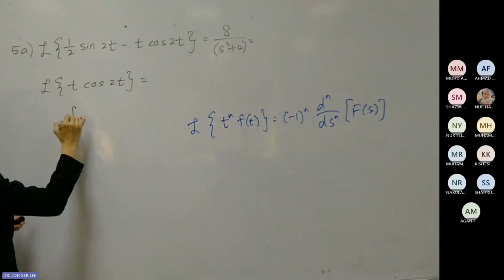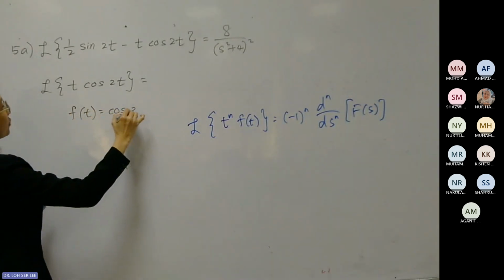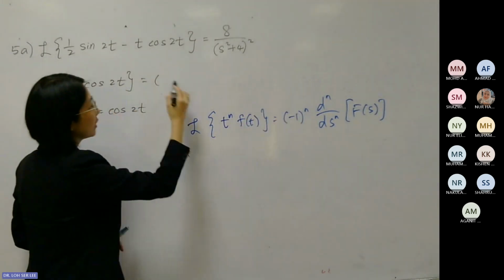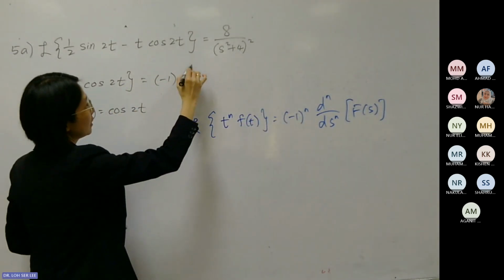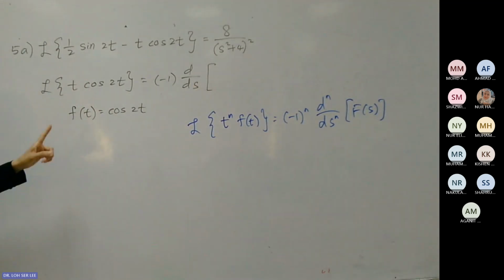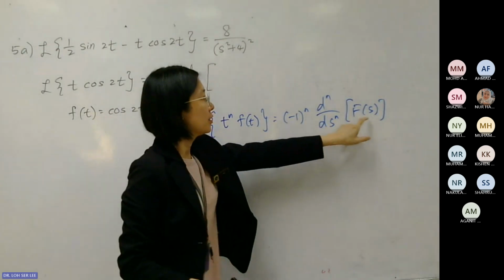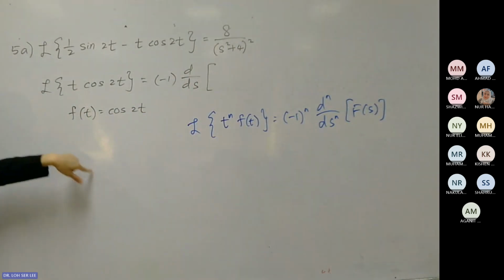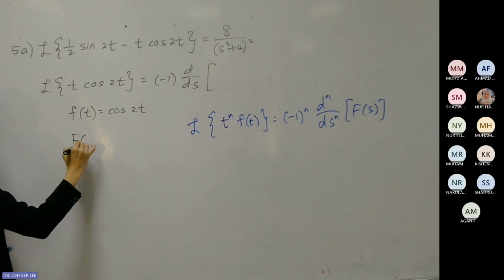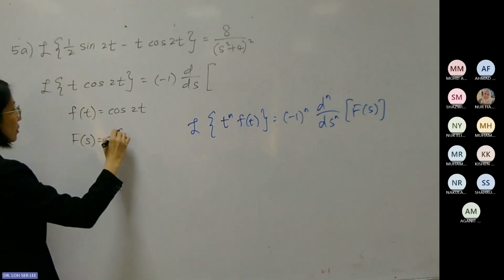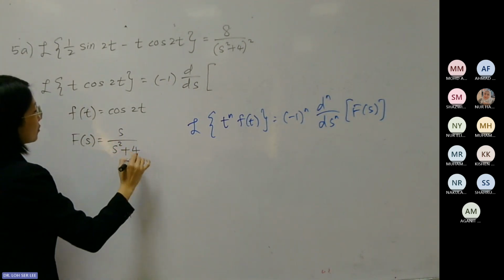So your f(t) is cos 2t. Here, if n is 1, you have a -1, and then d over ds, you need to differentiate one time. You need to differentiate the F(s). To get the F(s), you need to Laplace transform this f. What is your F(s)? s over s squared plus 4.